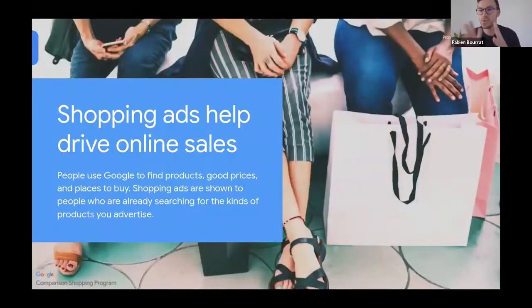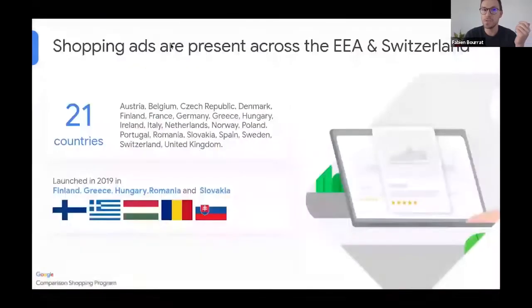So if I have to summarize shopping ads in a nutshell, the objective of shopping ads is to help you drive online sales by having highly visually impactful ads being shown to users who are interested in the products you are selling and redirecting them directly to a purchase point. Those shopping ads are available in 21 countries across the European Economic Area and Switzerland. We launched shopping ads last year in 5 countries, being Finland, Greece, Hungary, Romania, and Slovakia. So in those 21 countries, you can run shopping ads.